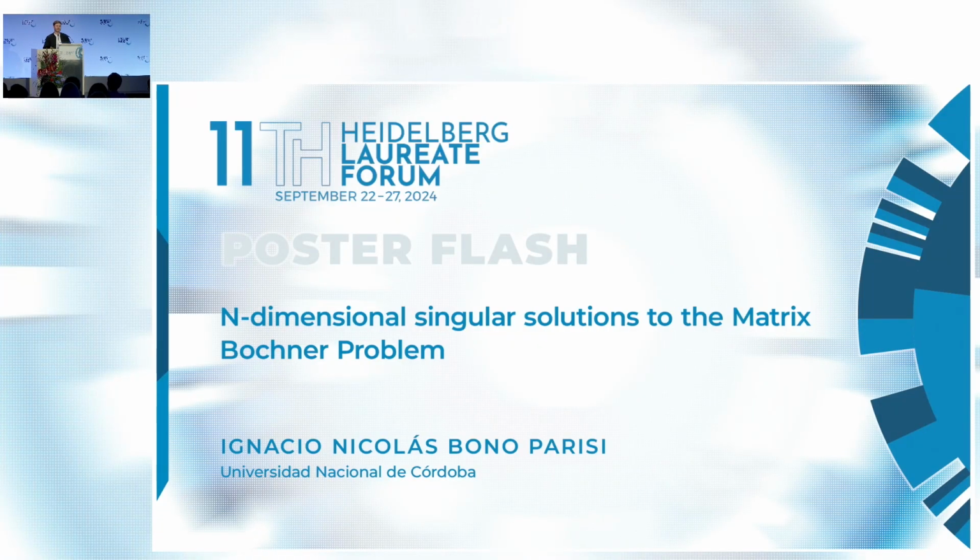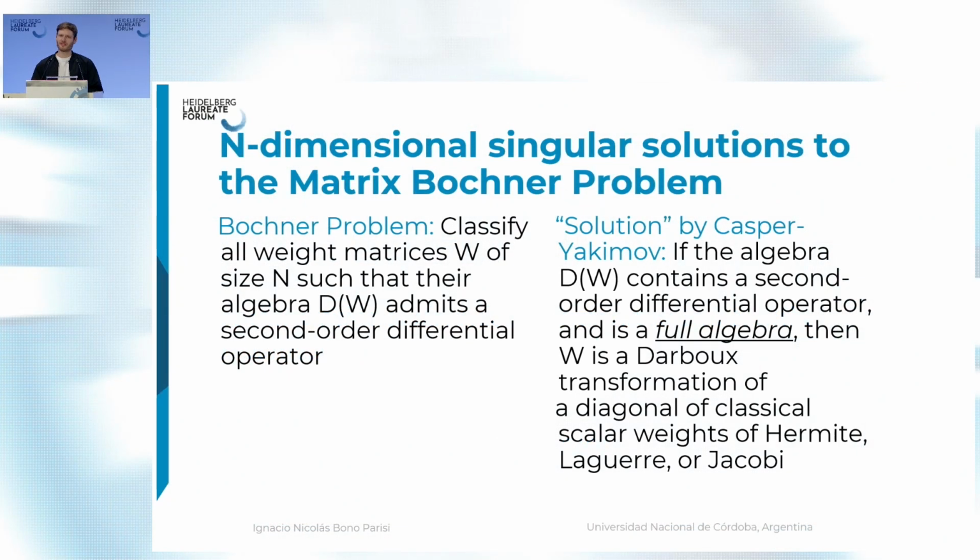Hello, everyone. My poster is about some special solutions to the matrix-Bochner problem. Given a weight matrix W, one can define a sequence of orthogonal polynomials and the algebra D(W) of all differential operators that have the sequence of orthogonal polynomials as eigenfunctions. The matrix-Bochner problem is about classifying which weight matrices have their sequence of orthogonal polynomials as eigenfunctions of some second-order differential operator. In a very recent work, Riley Casper and Milen Yakimov characterized all solutions to the matrix-Bochner problem with the extra hypothesis that the algebra D(W) must be full. This extra hypothesis is natural enough to include almost all known examples in the literature.